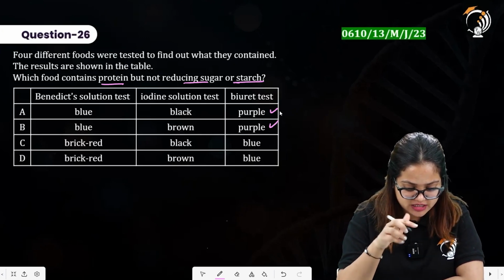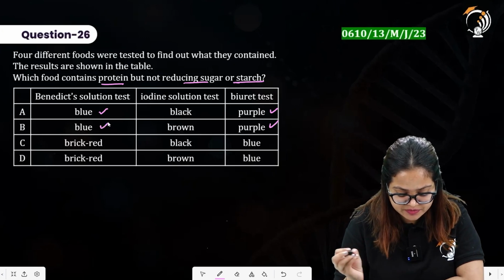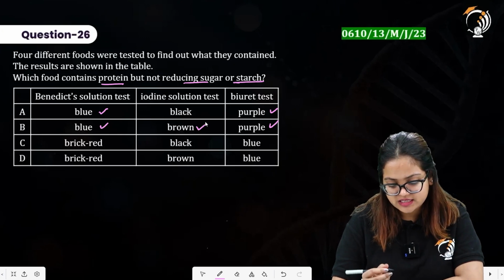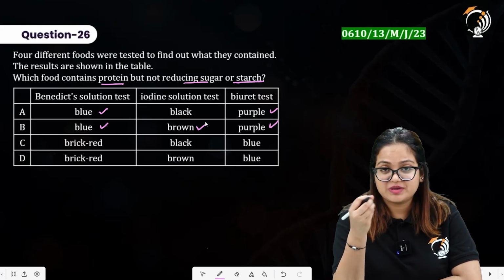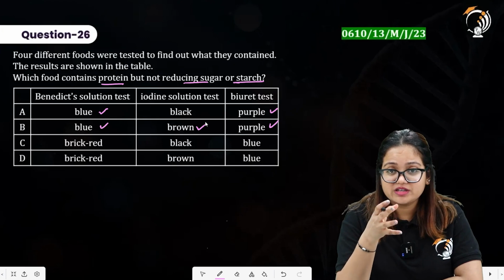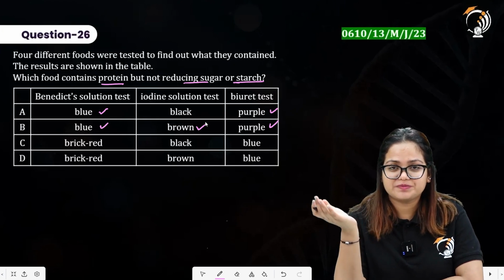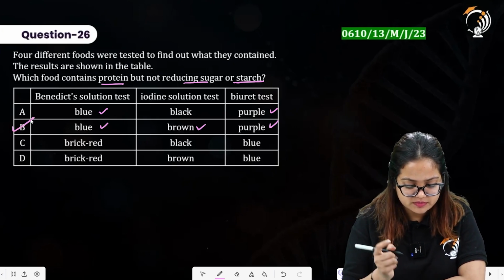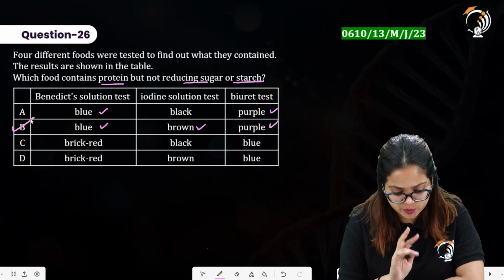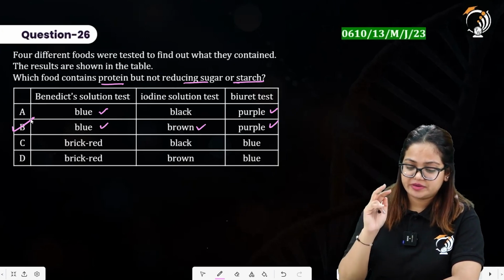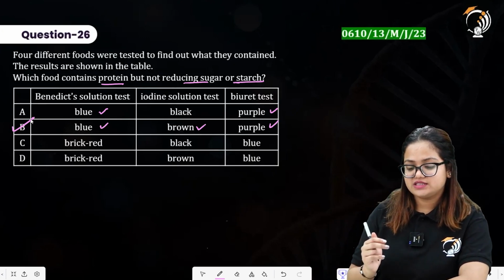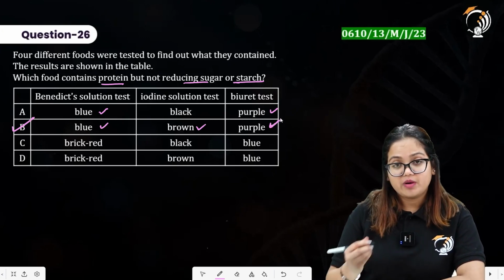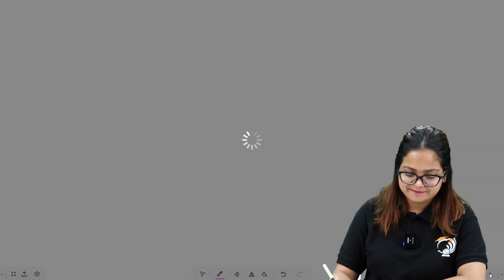Benedict solution test shall remain blue in color. Iodine solution test shall remain brown in color. Since the iodine test is used to test the presence of starch, the yellow-brown color shows absence of starch, and blue-black color shows presence of starch. So option B here suits well. Benedict solution test shall remain blue in color, iodine solution test shall remain brown in color, and the biuret test must have turned the solution purple for the presence of proteins in it.